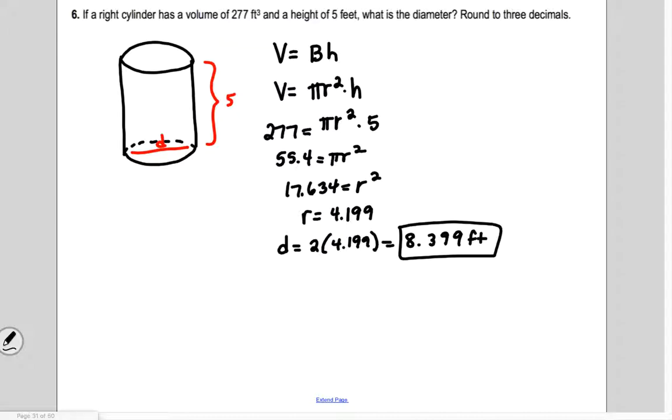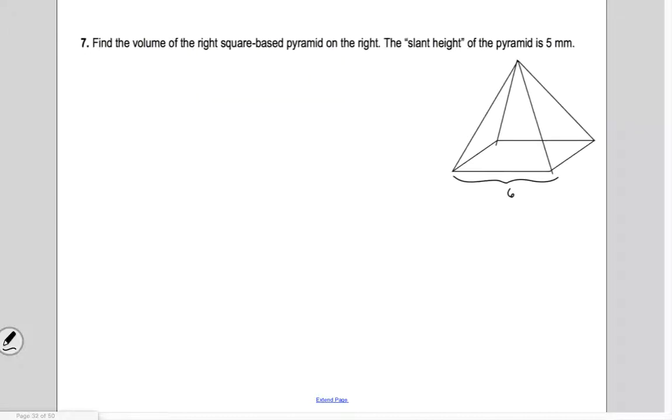I did, yeah, I found the square root. Yep, and that was r, and then you double it to get the diameter. So it's not r squared as diameter, it's 2r as diameter. Remember that? Okay. All right, so number 7.